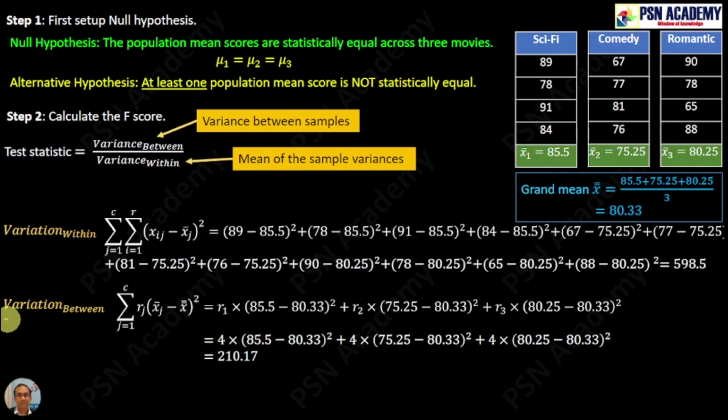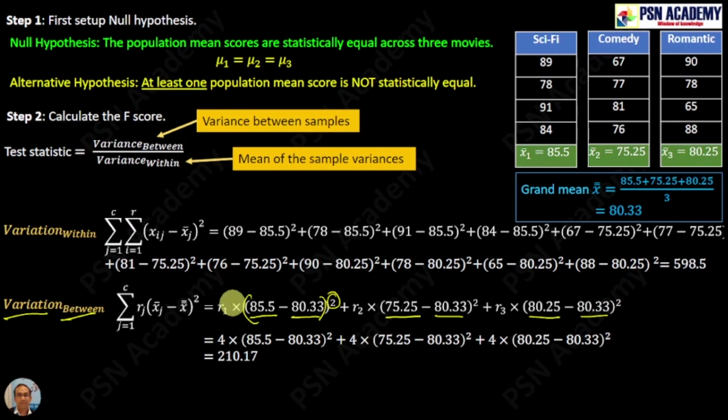So here we go with the variation between. Here you see these are the gaps. 85.5 is your mean of the first sample, and this is the grand mean. So you find out the gap between these two and then square it. The same thing goes with the other means also. This is the second sample's mean minus the grand mean. You square it. This is the third sample's mean, and this is the grand mean. You take the gap and square it.